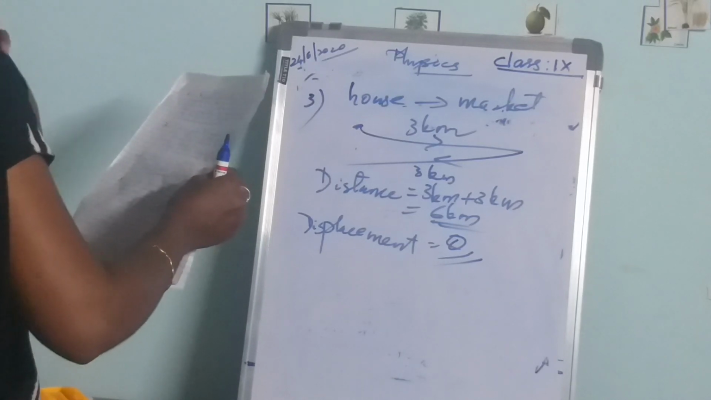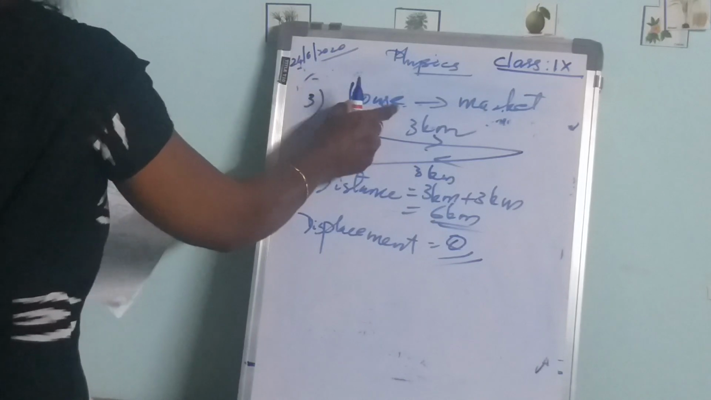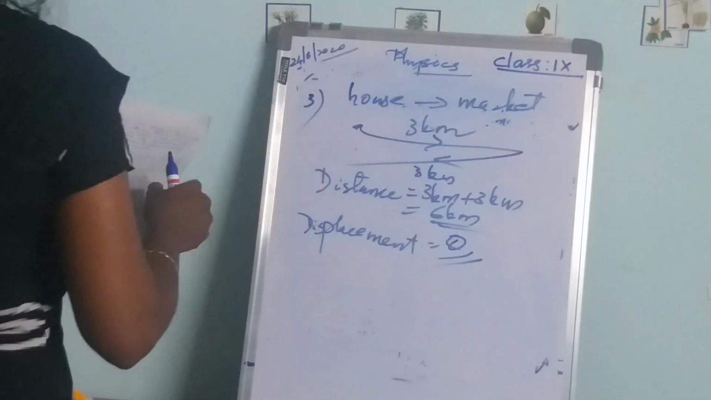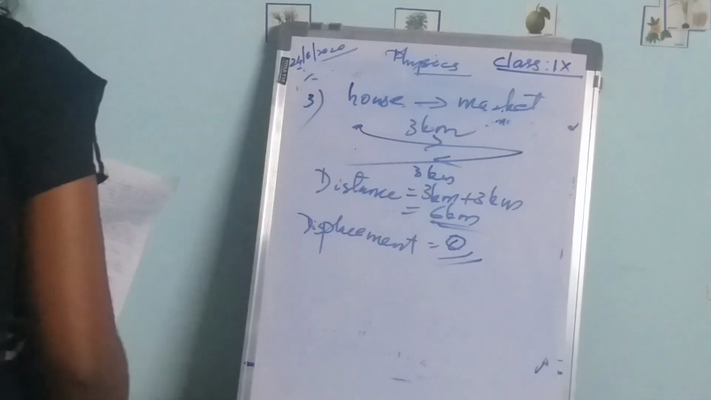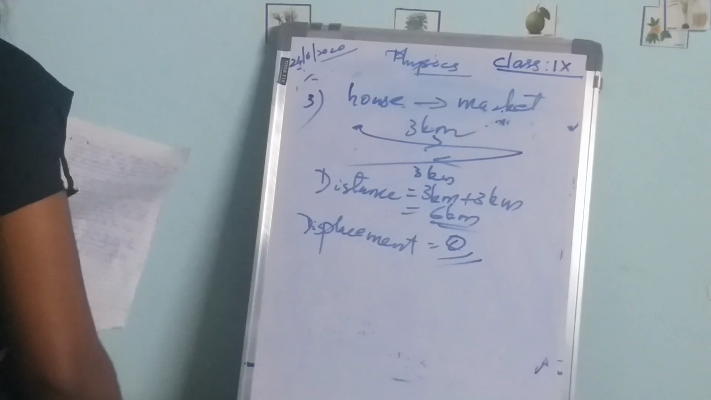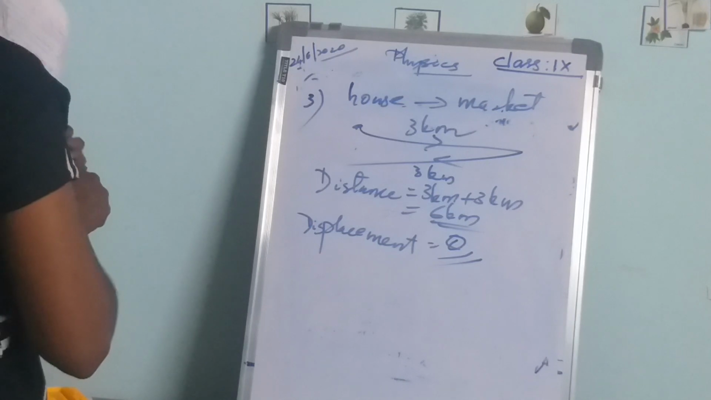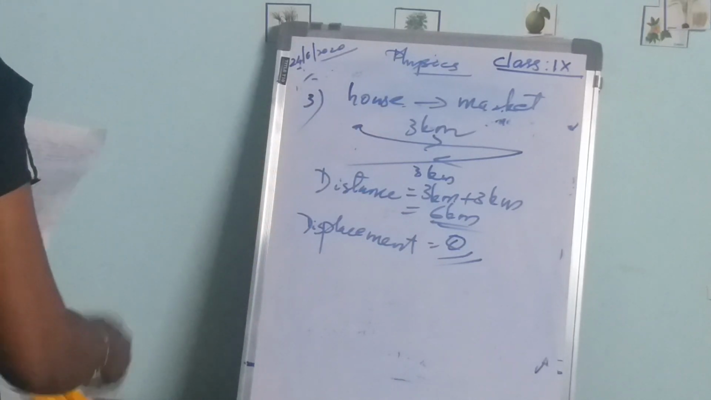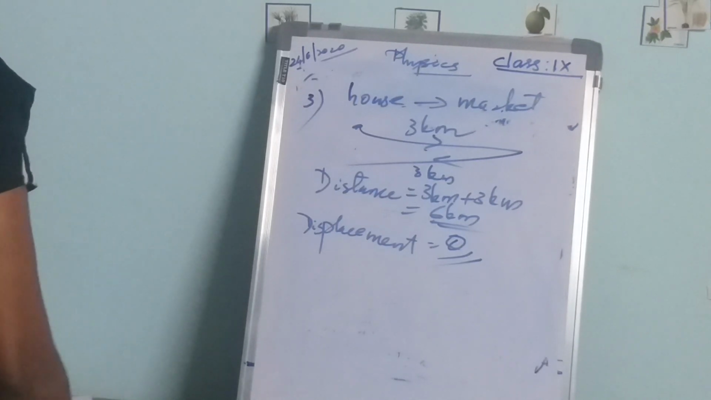Okay. A man goes to market, which is 3 kilometers from his house. That is, the distance between the house and market is 3 kilometers. On finding it closed, he returned back to his house. Then what is the total distance travelled? 3 kilometers plus 3 kilometers, that is 6 kilometers. Then displacement is equal to 0, because the initial and the final position coincide. Okay, so the displacement is equal to 0.